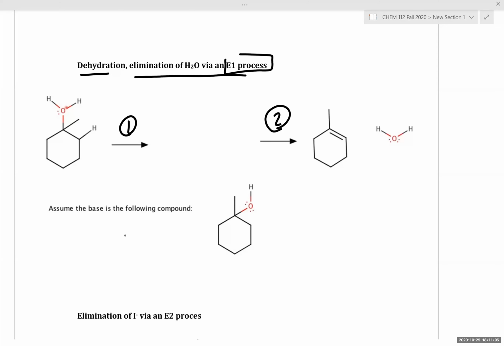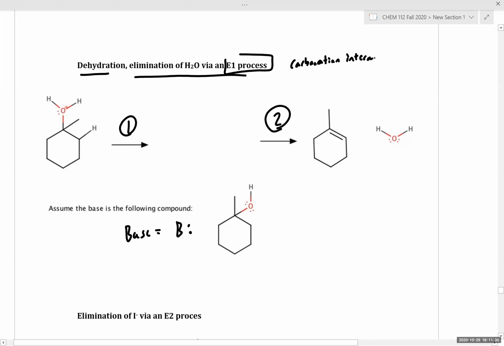And to make things easier, you can abbreviate the base as just a B with a lone pair. So would someone like to try to draw out the mechanism for the following E1 process? And remember, when we think E1, we go through a carbocation intermediate. So let's work on this example for about 2 to 3 minutes, and let's try to draw the mechanism for this elimination reaction.